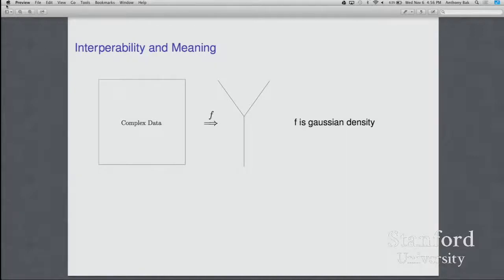So let's say f is Gaussian density. So I'm filtering the data by a kernel density estimator. And let's say this is low densities at the bottom and high densities at the top. What does this summary tell me? The summary says my data is bimodal. There's two high dense regions, and there's a low dense region in between the two.